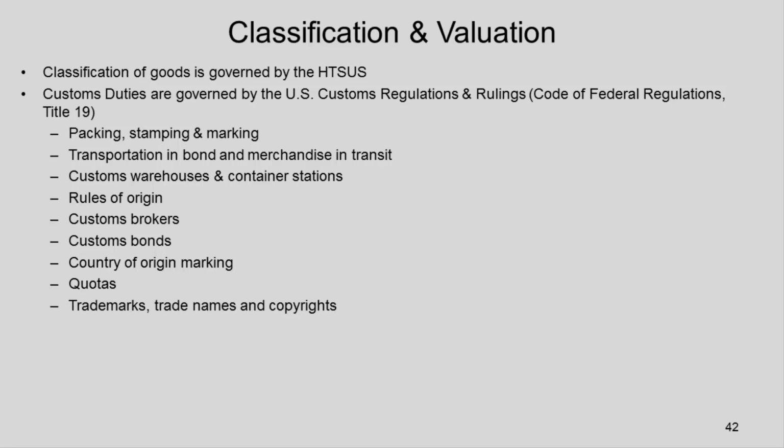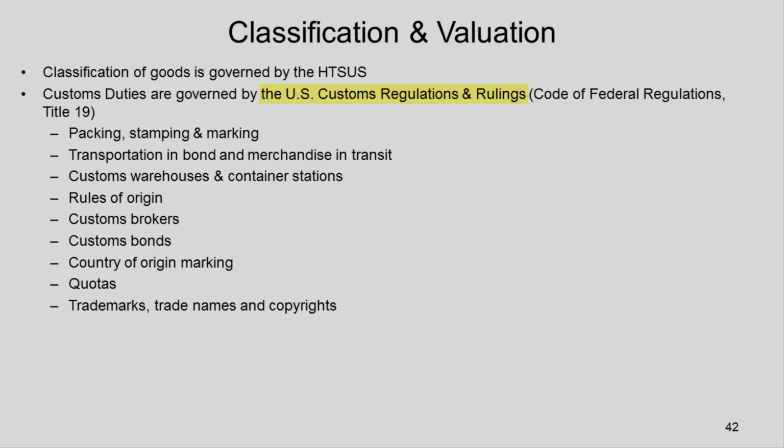Classification, governed by the HTS US. That's a big giant book, represents over 5,000 different products that can be imported into the US. So we're going to classify based off of product descriptions in the commercial documents in the HTS US. We'll show you examples of that in just one moment. Customs duties. Tariffs, to go back to some of our earlier terminology, governed by U.S. Customs Regulations and Rulings. There's it again, that's CFR Title 19.